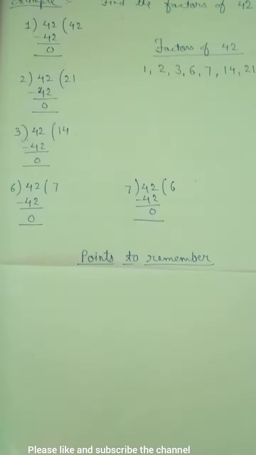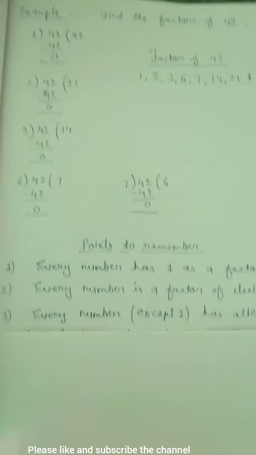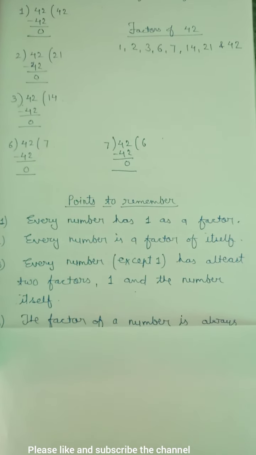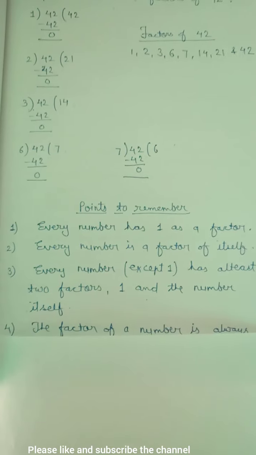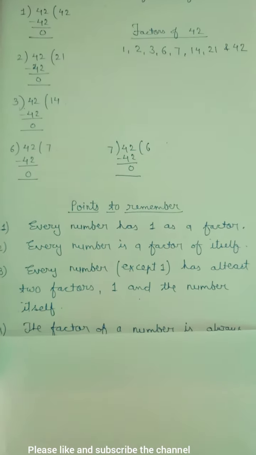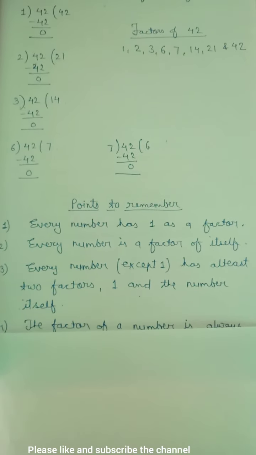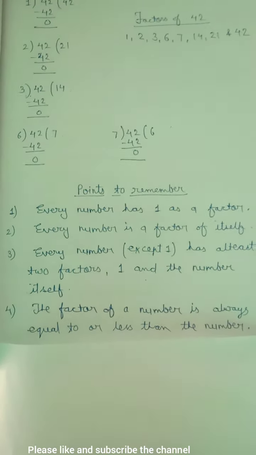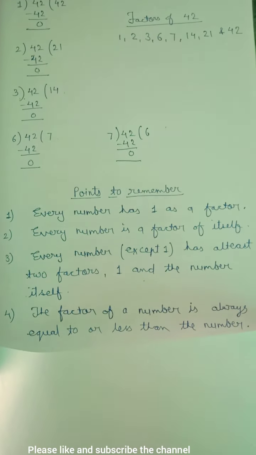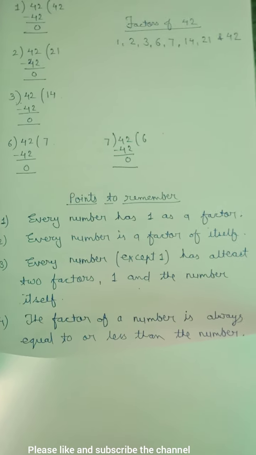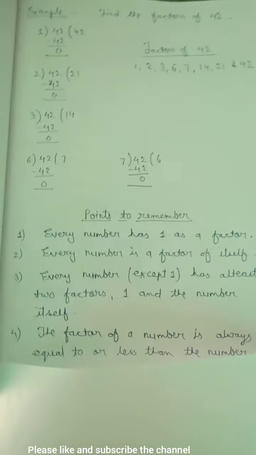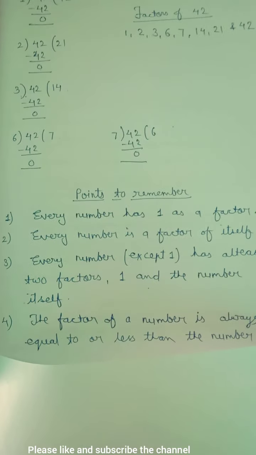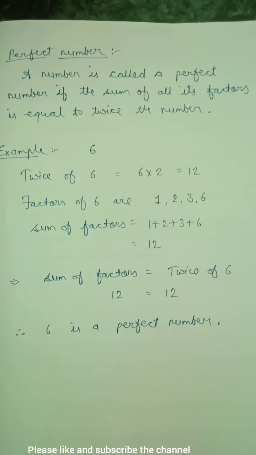Now important points to remember about factors. First point, every number has 1 as a factor. Second, every number is a factor of itself. Third, every number has at least 2 factors, 1 and the number itself. Fourth, the factor of a number is always equal to or less than the number. ये सभी पॉइंट्स हम एग्जांपल्स के थ्रू इजीली समझ चुके हैं. Is it clear? Now let's move to the next topic, that is perfect number.